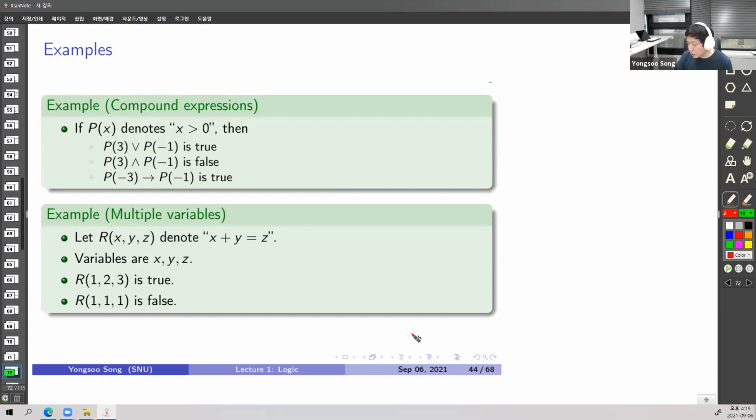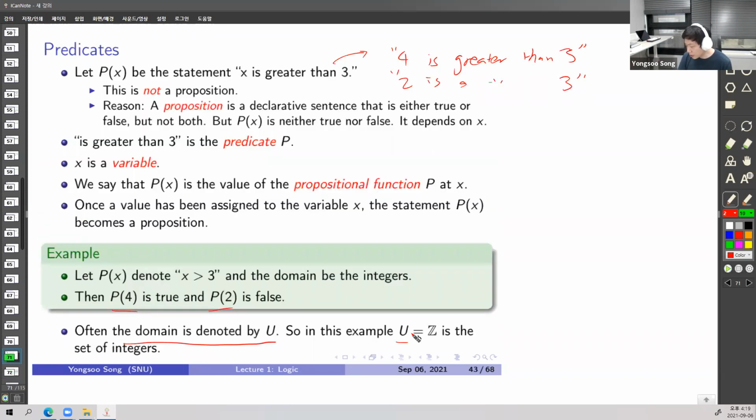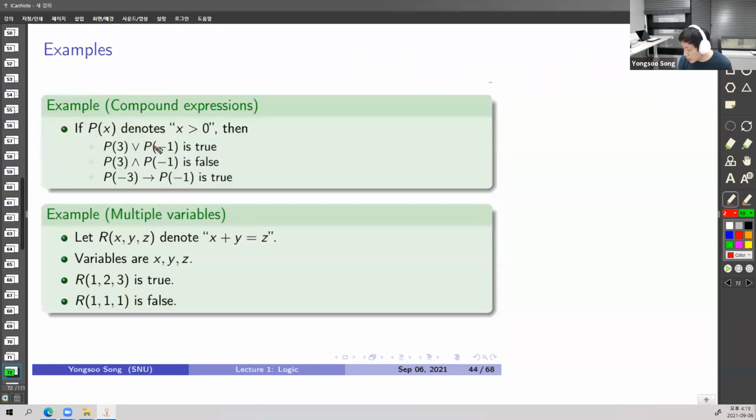And we can also build a compound proposition by combining these propositions from a propositional function. So let's say P(3) and P(-1) are both propositions. We can take an OR operation between them, and so these are OR implications. These are all propositions which can be true or false.